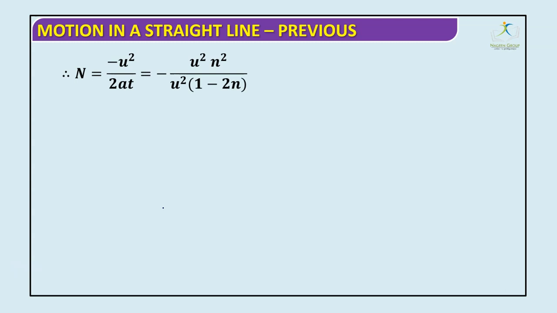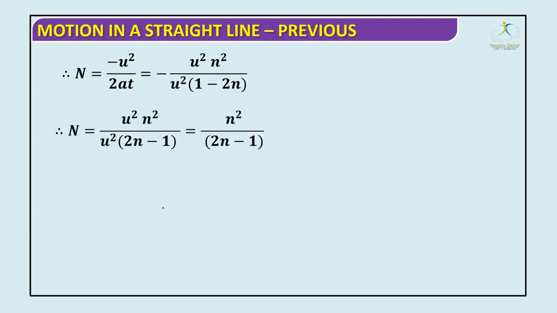n is equal to minus u square by 2 times 1 minus 2n, which is equal to minus u square n square by u square (1 minus 2n). So n is equal to u square n square by u square (2n minus 1), which is equal to n square by 2n minus 1. Hence the correct option is first.